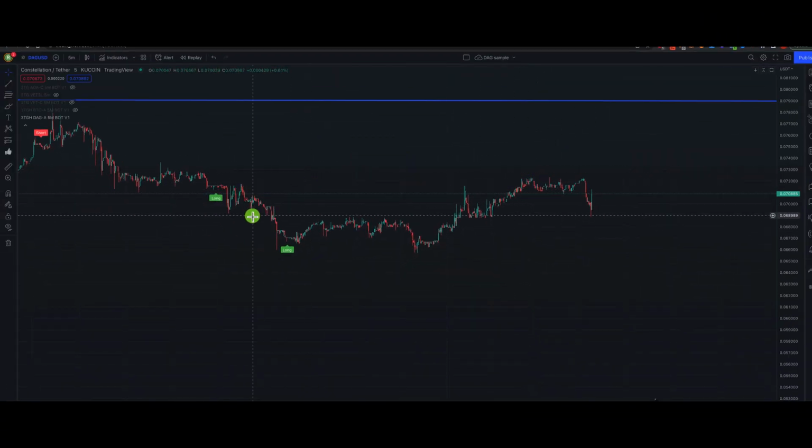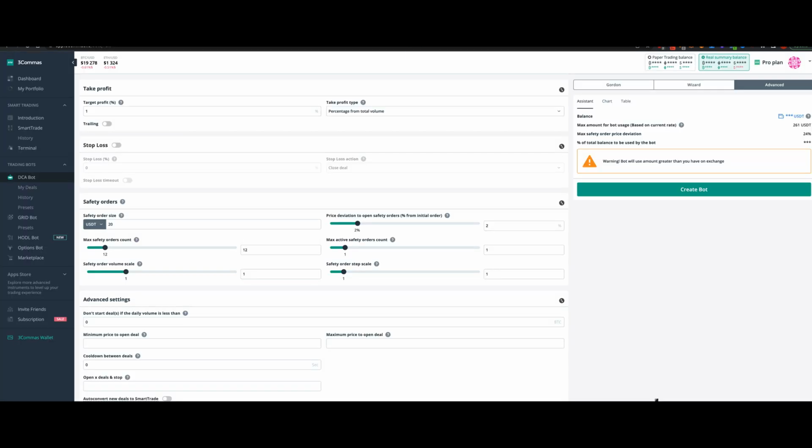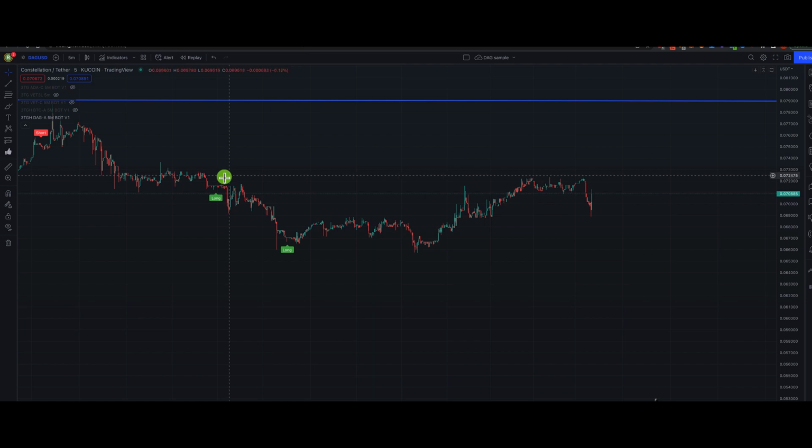Okay, so this wins, this wins. Let's say it didn't. What happens? So over here, we have a max price deviation of 24%. We're doing safety orders of 12 with a 2% deviation. Okay, so every time the price goes down 2%, we are going to rebuy.